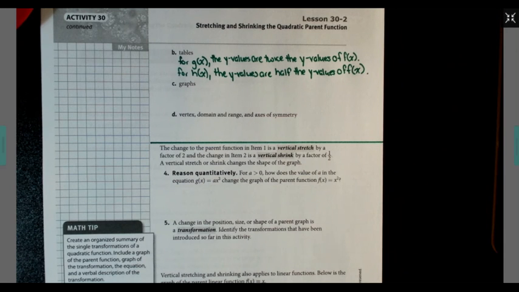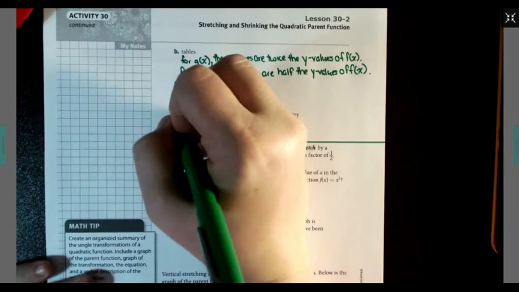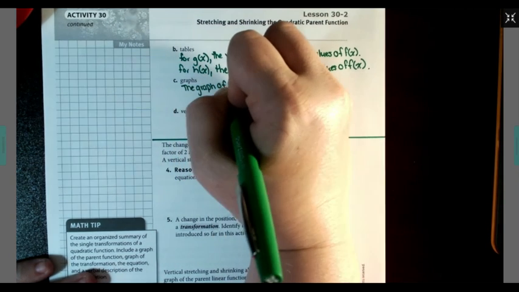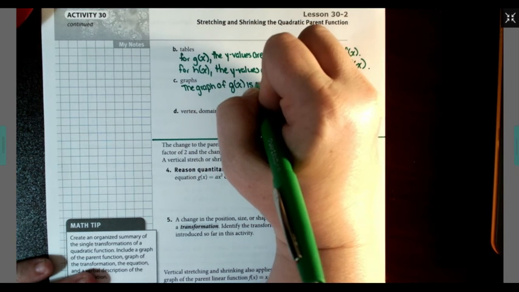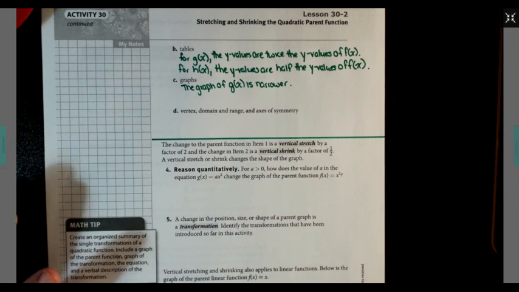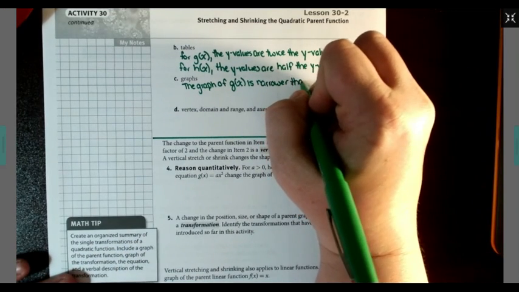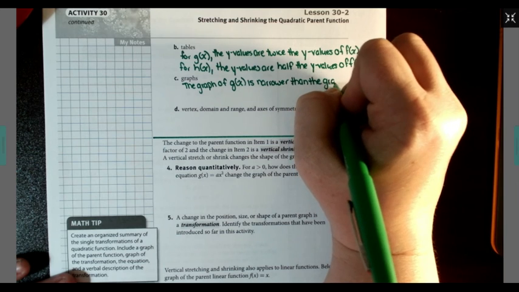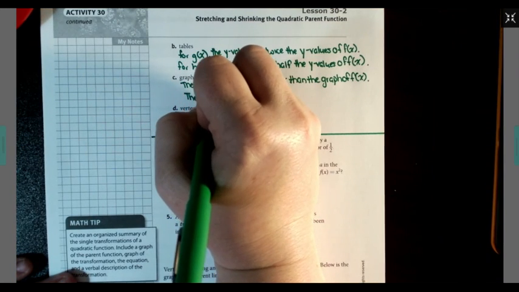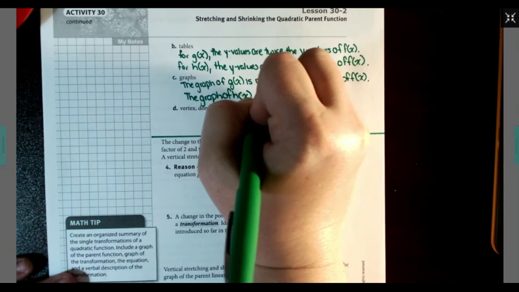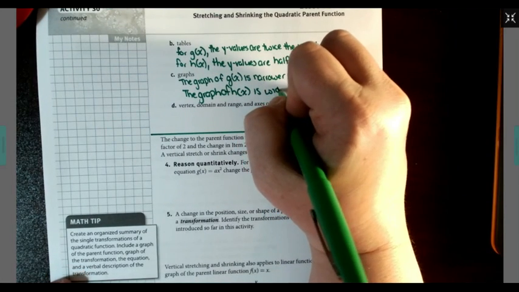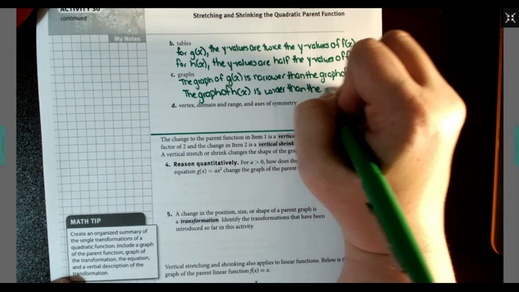The graphs. The graph of g of x is narrower than the graph of f of x. The graph of h of x is wider than the graph of f of x.